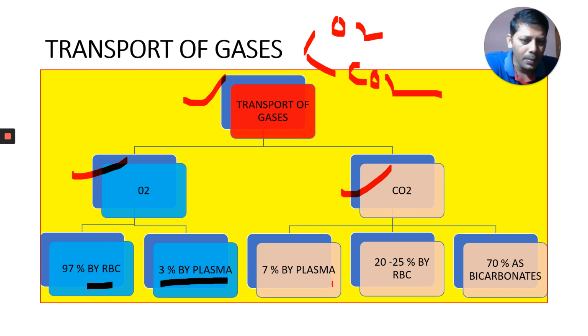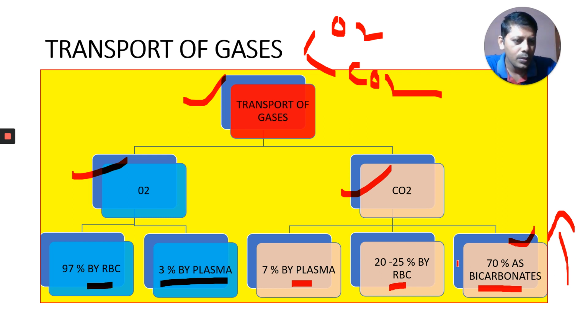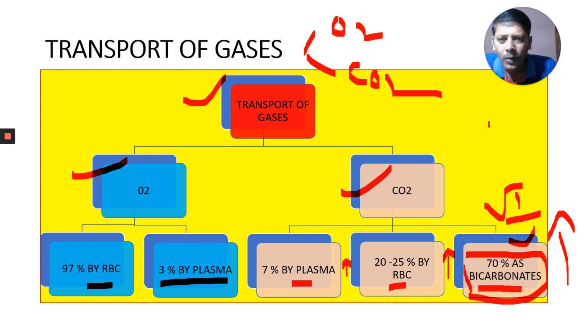Now come to carbon dioxide. Carbon dioxide is transported through plasma, by RBC, and also as bicarbonates. In plasma it is 7%. The highest amount of carbon dioxide in our body is transported as bicarbonates. It was given in the NEET exam. In our body, most of the carbon dioxide is transported in the form of bicarbonate, 70%. It is very important. It was given in a previous NEET exam. This is the overall picture of how much oxygen and carbon dioxide is transported by different means.